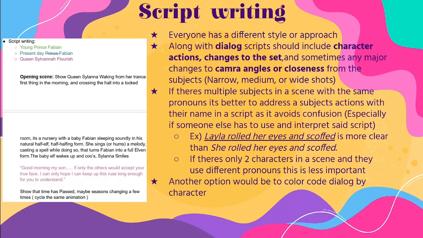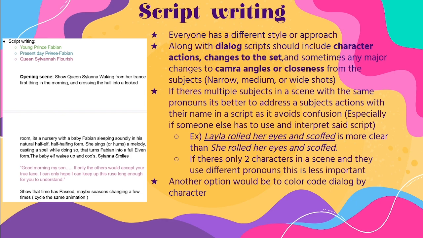Script writing. First thing to note is everyone has a different style or approach. You can look up tons of tutorials and they'll all tell you a different way of how to do it. So it's really just something you kind of have to develop for yourself. A script should include dialogue as well as character actions, changes to the set, and any major camera angle changes.